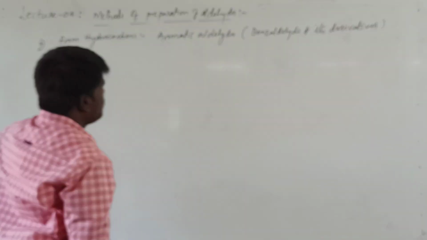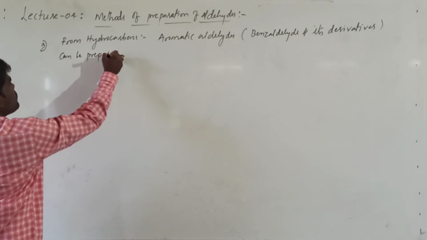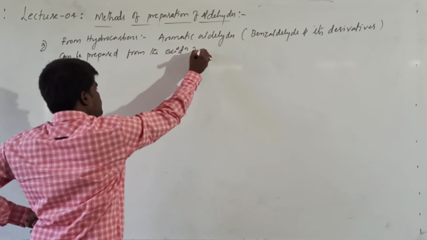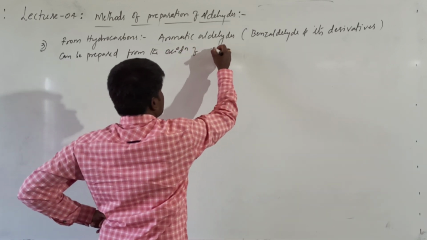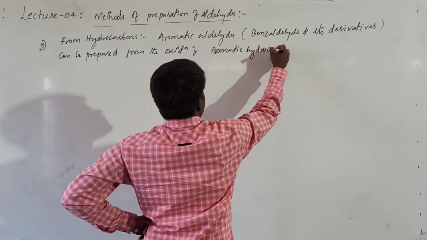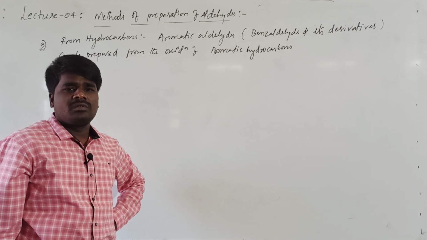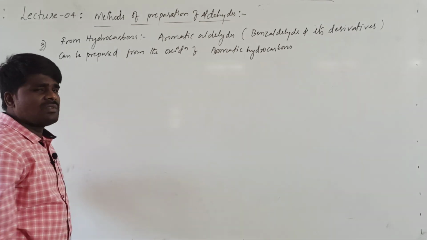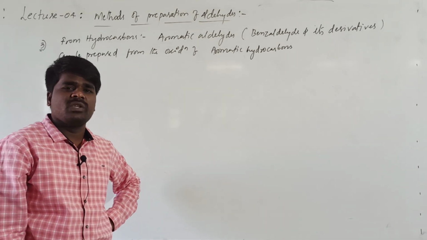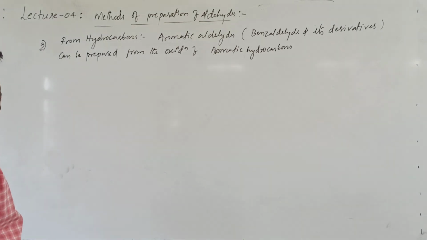Benzaldehyde and its derivatives can be prepared from the oxidation of aromatic hydrocarbons. What is meant by aromatic hydrocarbons? Toluene. You know the criteria of aromaticity: any compound which is planar, conjugated and which obeys Huckel's 4n+2 rule is called an aromatic compound.